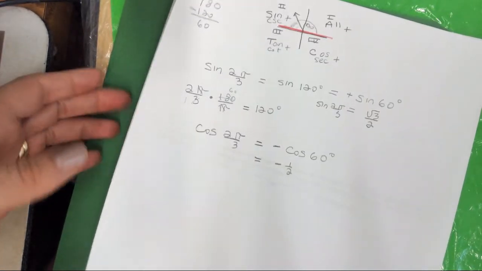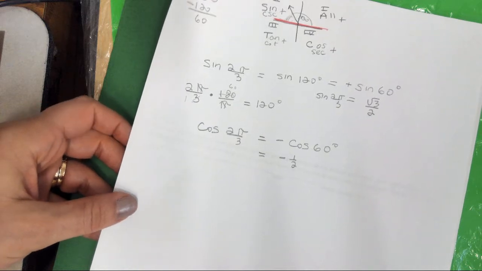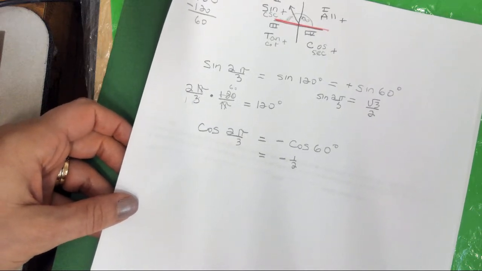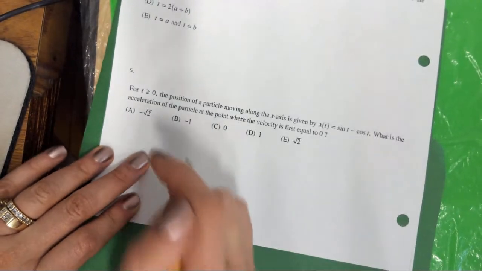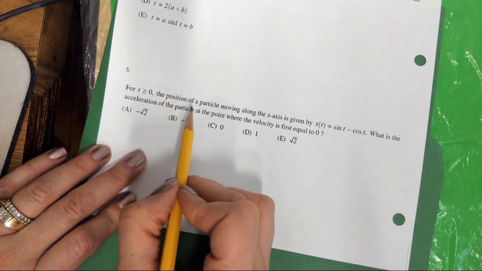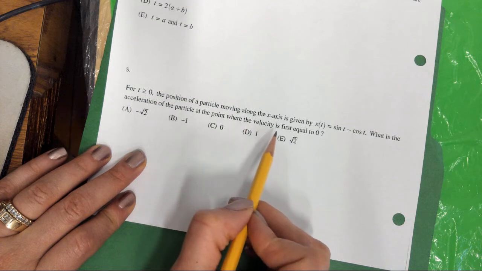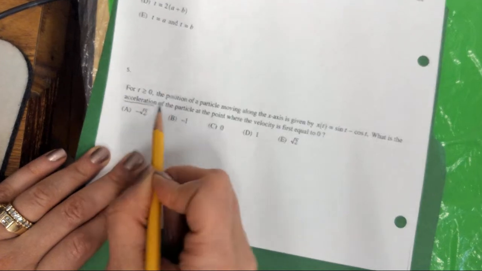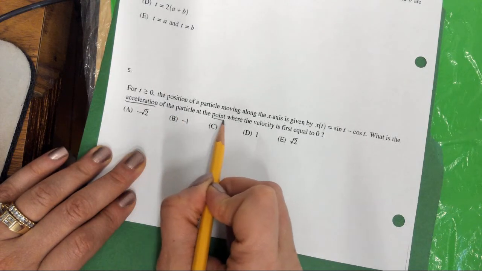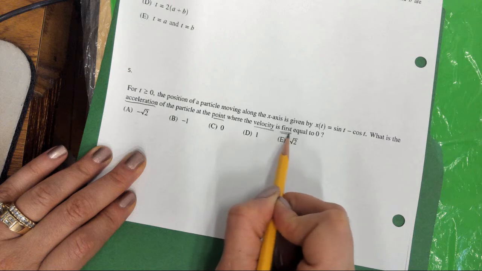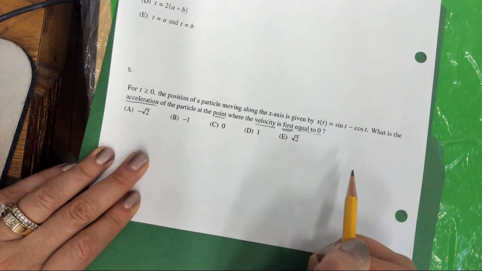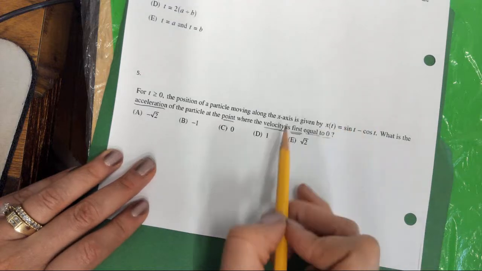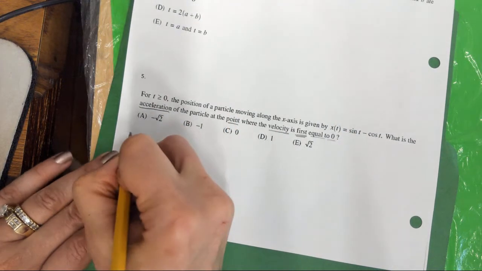I also wanted to go over number 5 on our worksheet today. Let's look at this example. For t greater than 0, the position of a particle moving along the x-axis is given by, there's my position function. What is the acceleration of the particle at the point where the velocity is first equal to 0? So I have the position function. I know I need velocity and acceleration.